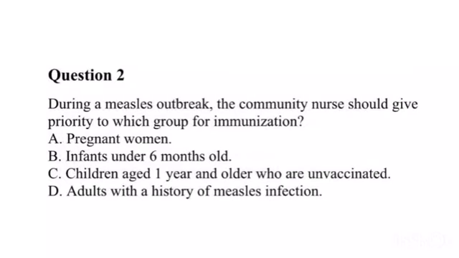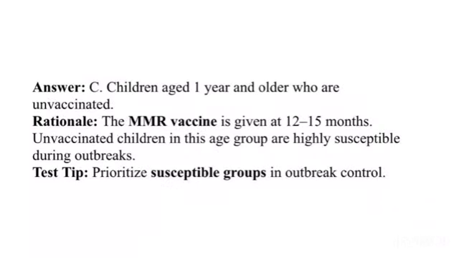Question 2. During a measles outbreak, the community nurse should give priority to which group for immunization? A. Pregnant women. B. Infants under 6 months old. C. Children aged 1 year and older who are unvaccinated. D. Adults with a history of measles infection. Answer: C. Rationale: the MMR vaccine is given at 12 to 15 months. Unvaccinated children in this age group are highly susceptible during outbreaks. Test tip: prioritize susceptible groups in outbreak control.